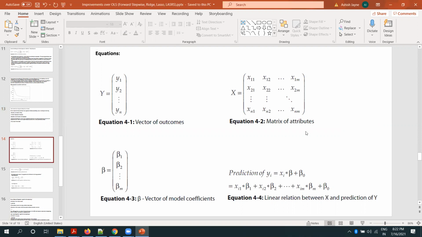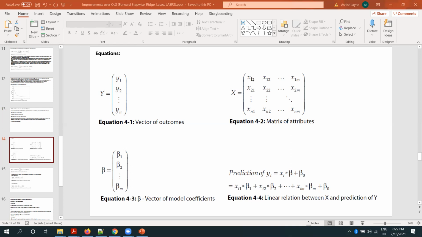Now, we look at the equations a bit. This is your Y matrix, an n by 1 matrix, and this is your n by m matrix.